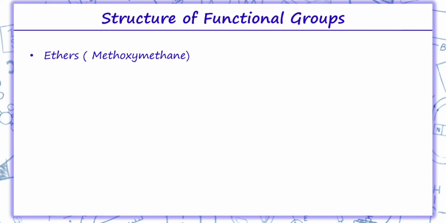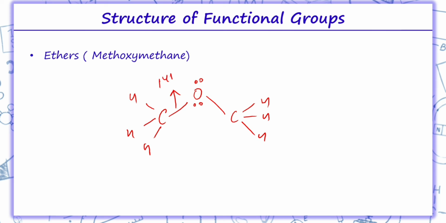Now moving on to the structure of ethers. In ethers we will especially talk about methoxymethane, which is CH3OCH3. Again it has two lone pairs of electrons, and the CO bond length is 141 picometer and the angle between them is 111.7 degrees.